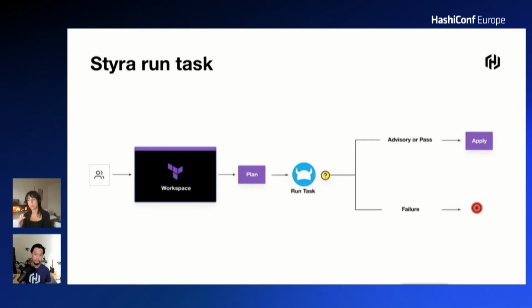You can set two different enforcement levels on a run task. So there is an advisory level and a mandatory level. With an advisory level, if the run task returns a failing code, you can still create your resources. You'll just be notified that there's been a violation of the policy or check that you configured. If you set the mandatory enforcement level, any failures will prevent the creation of infrastructure.